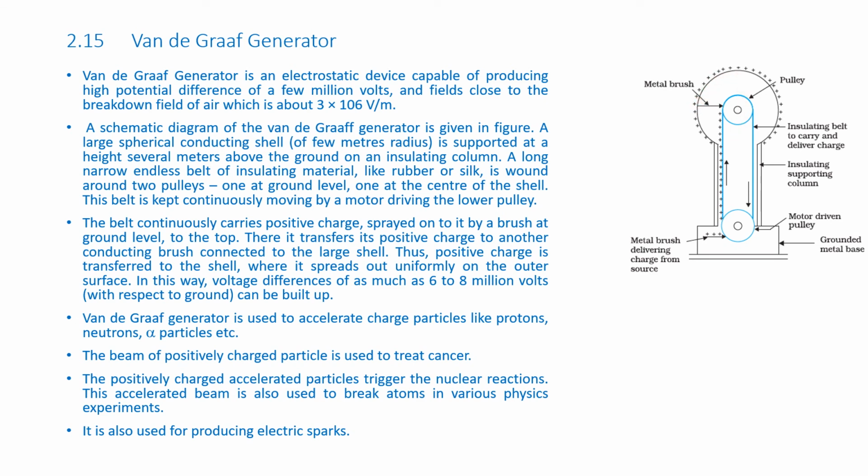Hence, in this way, a voltage difference of 6 to 8 million volts is built up. The Van de Graaff generator is used extensively to accelerate charged particles like protons, neutrons, and alpha particles. This beam is used for treating cancer and is helpful in nuclear reactions. The accelerated beam is also used to break atoms in physics experiments. It is also used for producing electric sparks.